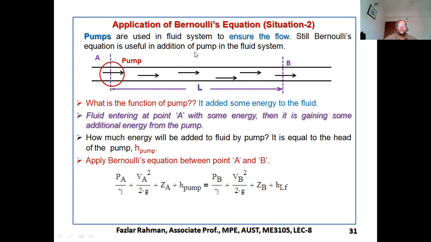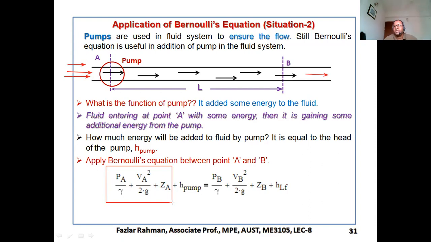Okay, so say a fluid is entering at point A from the left side. When it enters at point A, then you add a pump. So what will happen? The energy of the fluid inside the pipe will be increased. Then it is leaving through point B. At point B it will have some energy, and at point A it will have some energy. So when it came in at point A, its amount of energy is this much, right? Then you add a pump.